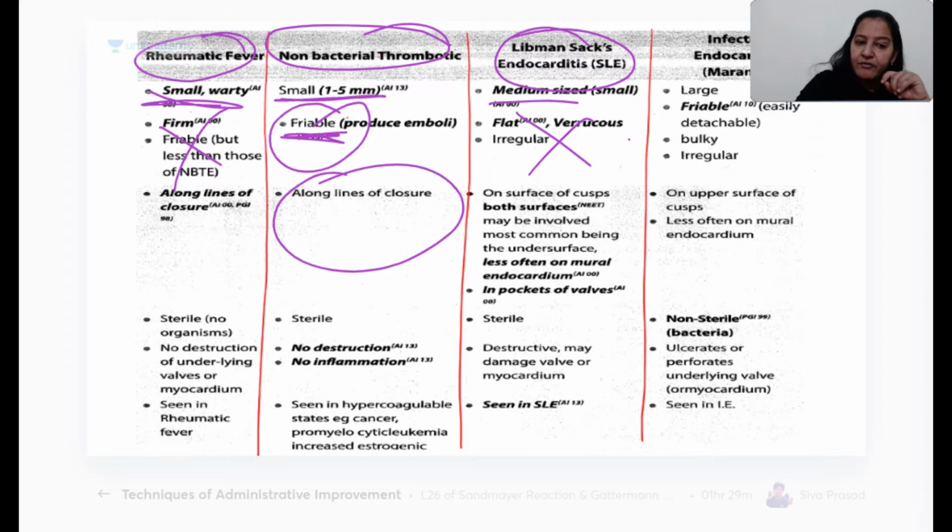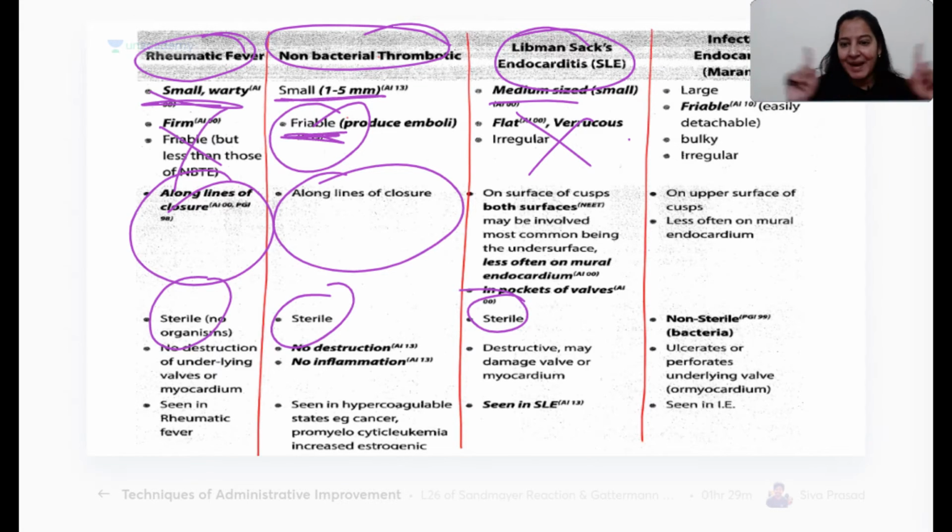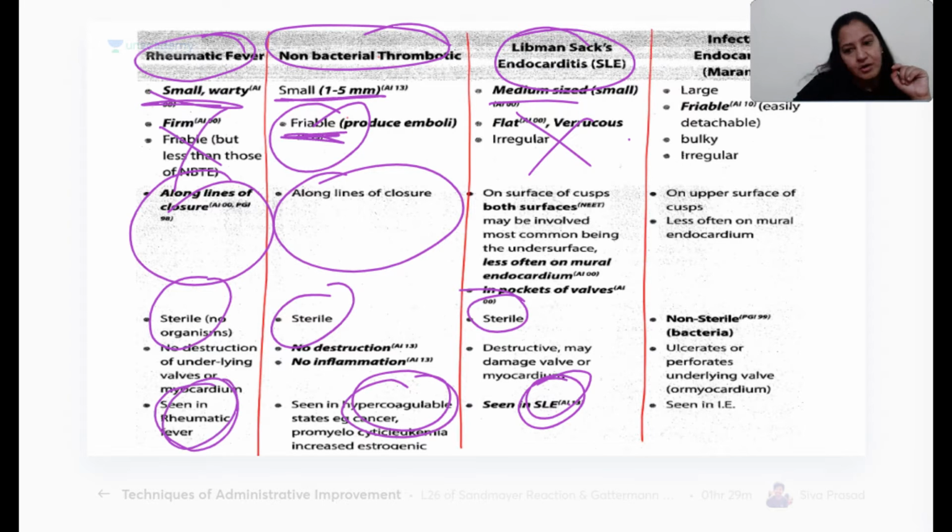The vegetations are along the line of closure like rheumatic fever only. Vegetations are along the line of closure and they are sterile. These three are sterile. First 3 are sterile because no bacteria is involved. You know the mechanism why it is formed. It is seen in hypercoagulable state. Libman-Sacks is seen in SLE and rheumatic fever is seen in rheumatic fever only. So that was the comparison.